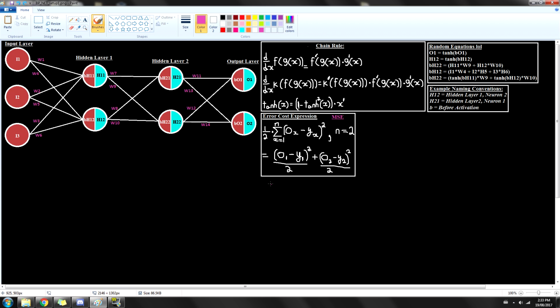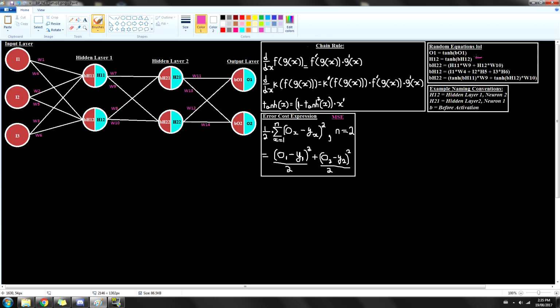So if we're all on the same page in terms of the naming conventions, it would probably be a lot easier. So the first thing, the B means before activation. You can see in my diagram over here, I've written BH11 and then H11. So BH11 is the before activation, and then the H11 is after it's been activated. And the activation that we're going to be using is tanh. That's just hyperbolic tangent, which squashes our input down between -1 and 1. So basically H11 is the tanh of BH11.